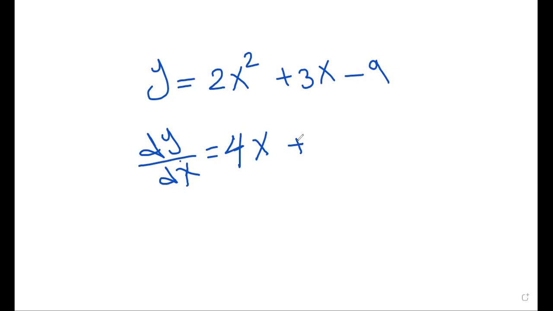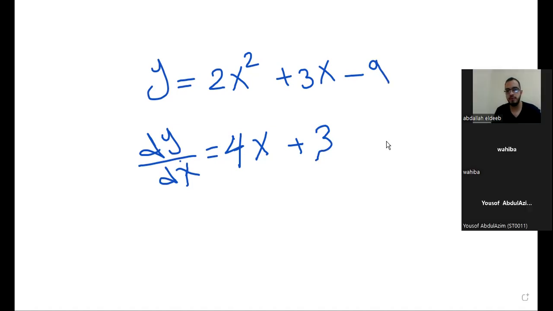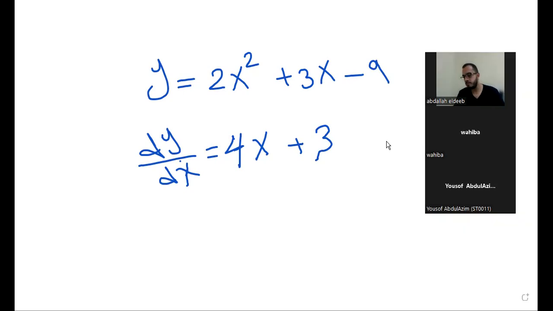Plus 3, yes, so it will be 4x plus 3. How about 9? Just remove the 9. Remove the 9. Okay? I consider 9 as nothing. Just remove it, cancel it, because the derivative of a constant number is 0. Okay.